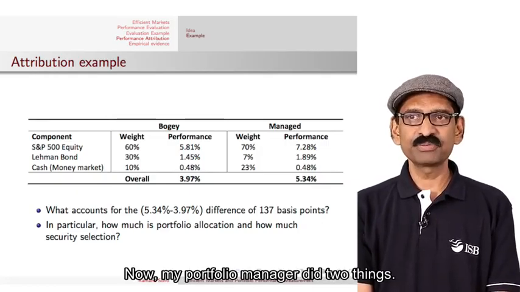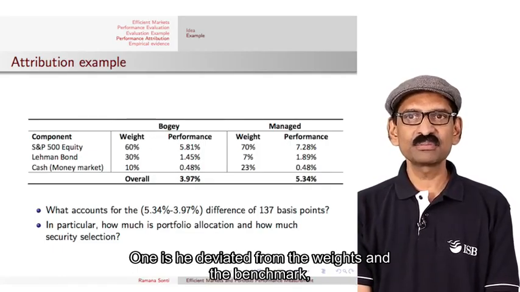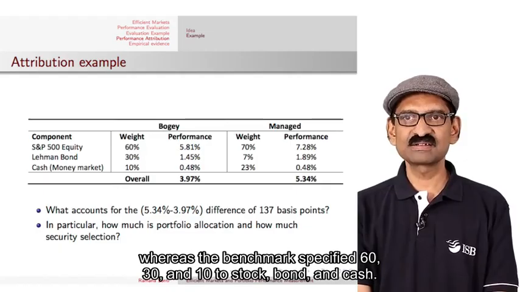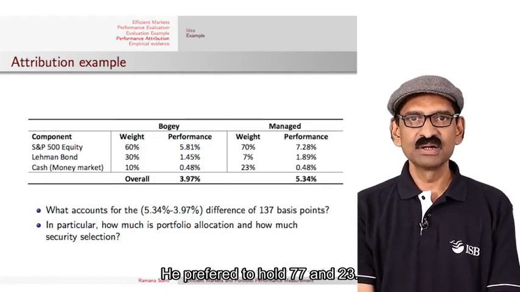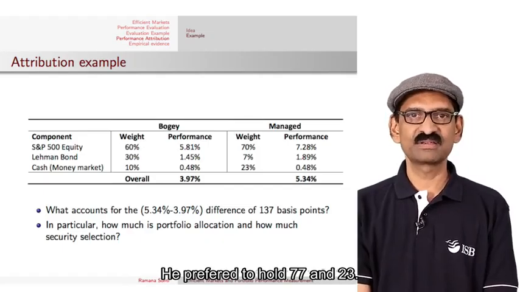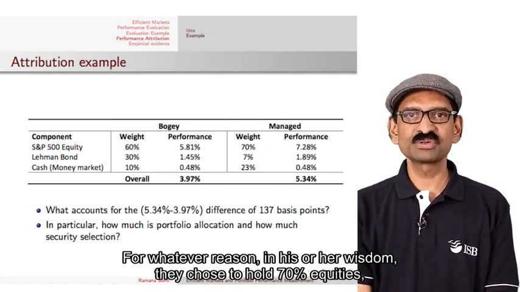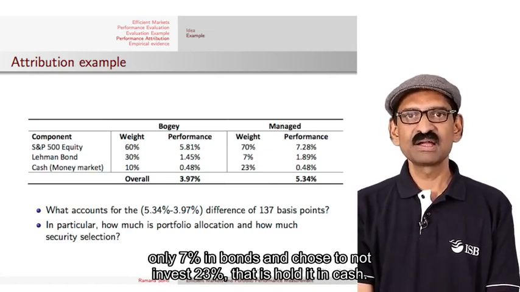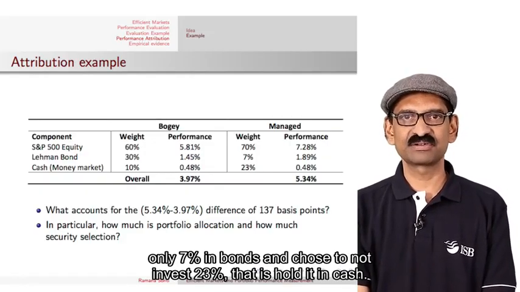Now, my portfolio manager did two things. One is he deviated from the weights in the benchmark. Whereas the benchmark specified 60, 30 and 10 to stock, bond and cash, he preferred to hold 70, 7 and 23. For whatever reason, in his or her wisdom, they chose to hold 70% equities, only 7% in bonds, and chose to not invest 23%, that is, hold it in cash.